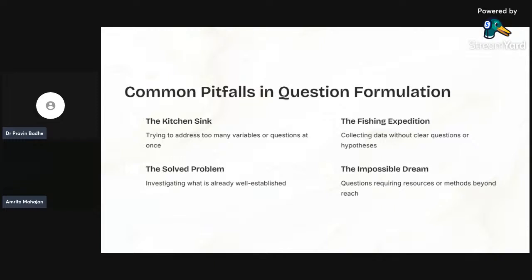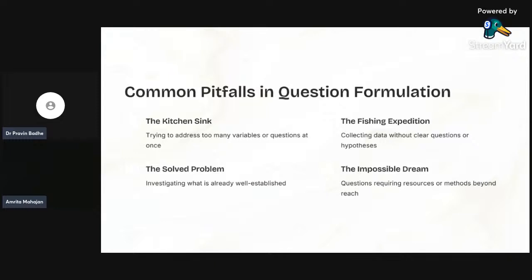The next is the solved problem. This pitfall involves investigating a problem that is already well established or answered. If it is already on a website or in an article, then why waste our time on something that has already been done? Avoiding that might help in time management.